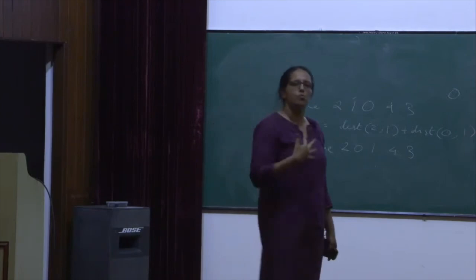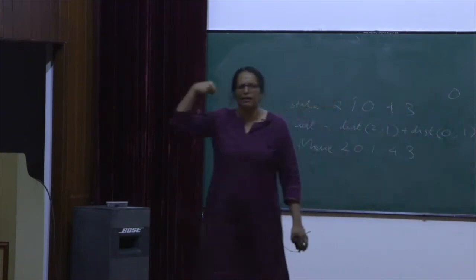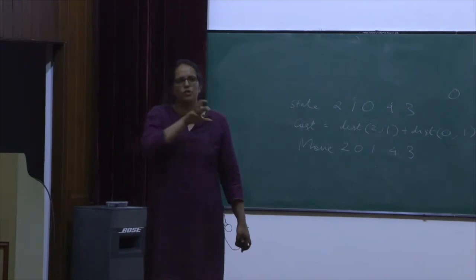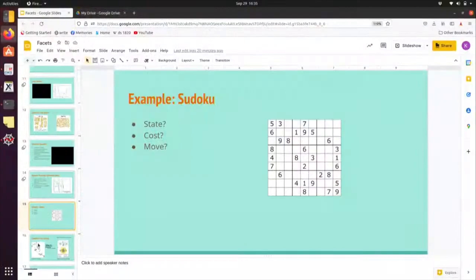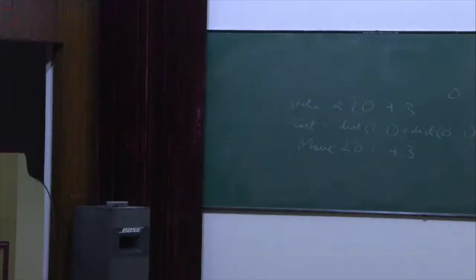So a state is just any bunch of numbers put into this 9x9 grid, keeping the rest of the known numbers the same. You can fill in whatever you want in any of the boxes. That's a state. Okay, so let's do that. And maybe after that we can figure out what a cost is. So let's see.